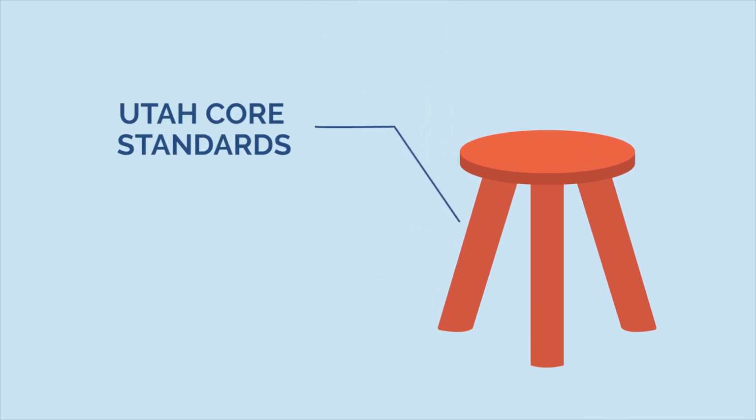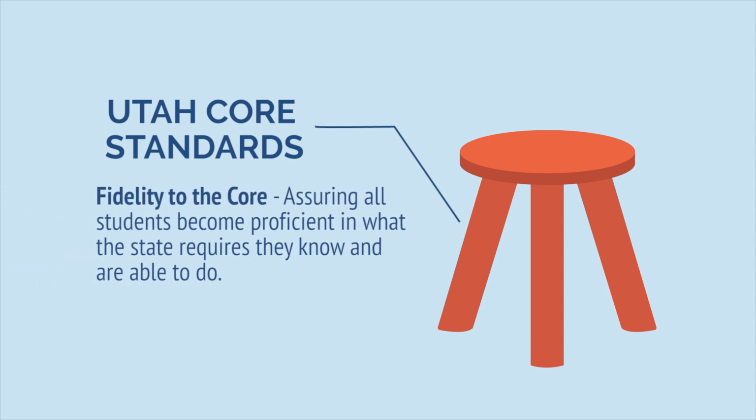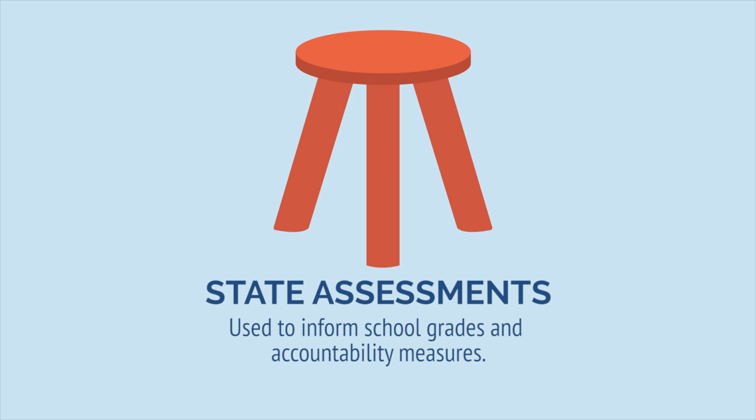The first is the Utah Core Standards. We focus on fidelity to the core, assuring that all students, with appropriate interventions and extensions, become proficient in what the state requires they know and are able to do. The second leg is state assessments of learning, which are used to inform school grades and accountability measures.